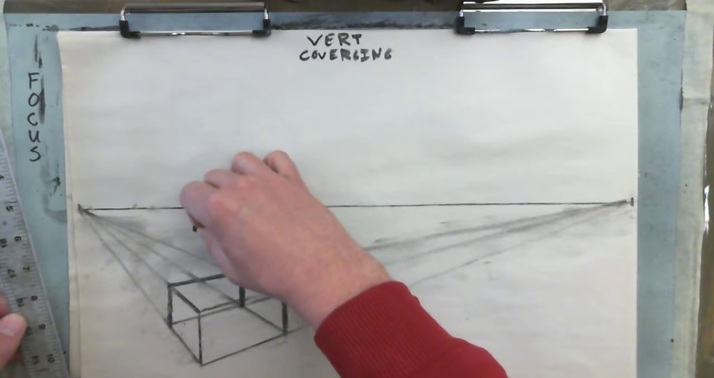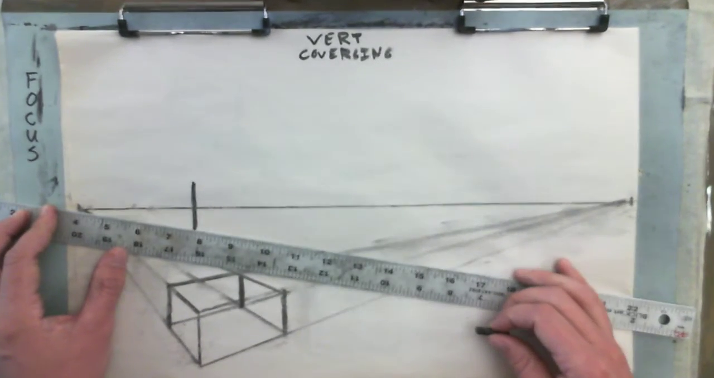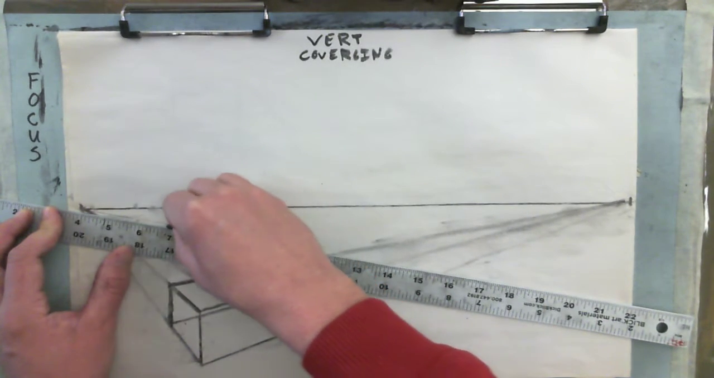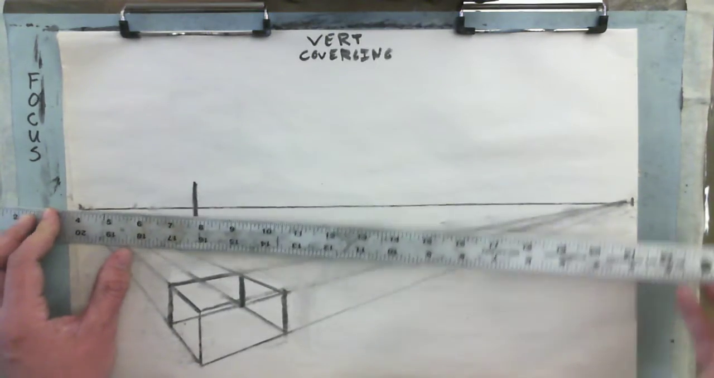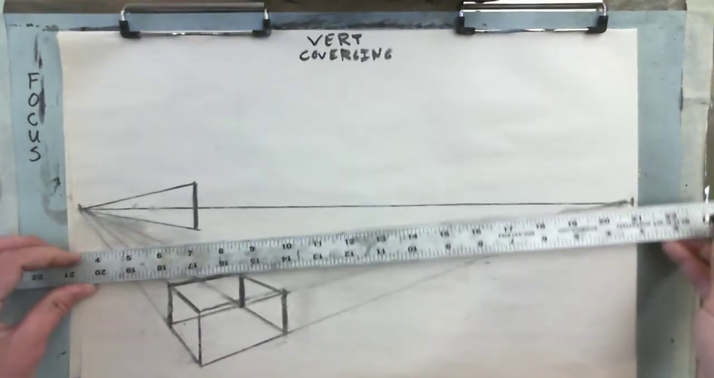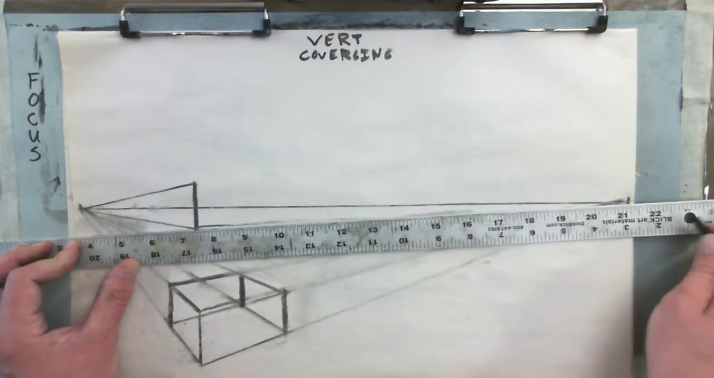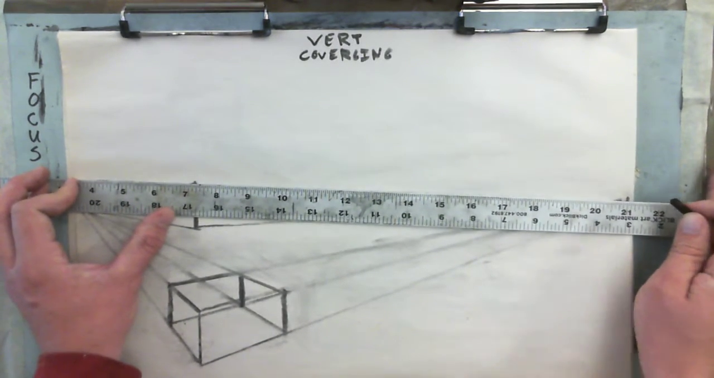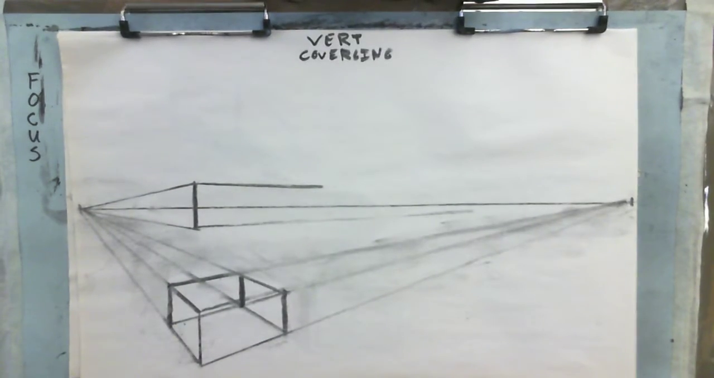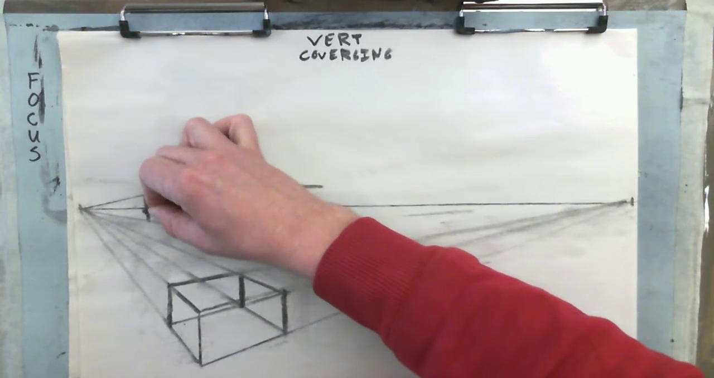Start with the vertical line, intersecting the horizon. Draw converging lines from the top and bottom to both vanishing points. Then we'll draw vertical edges at the back of each side.